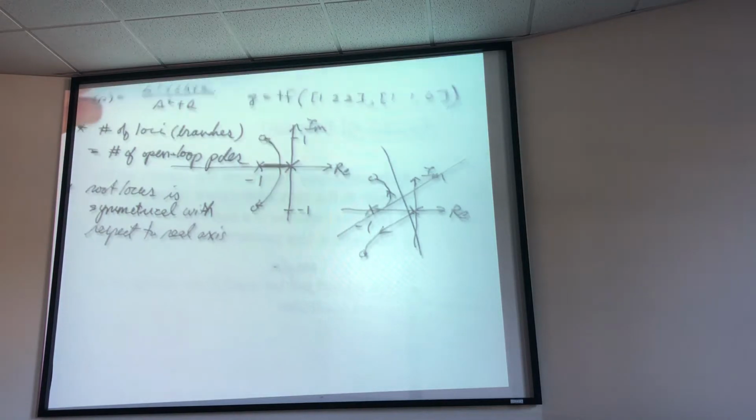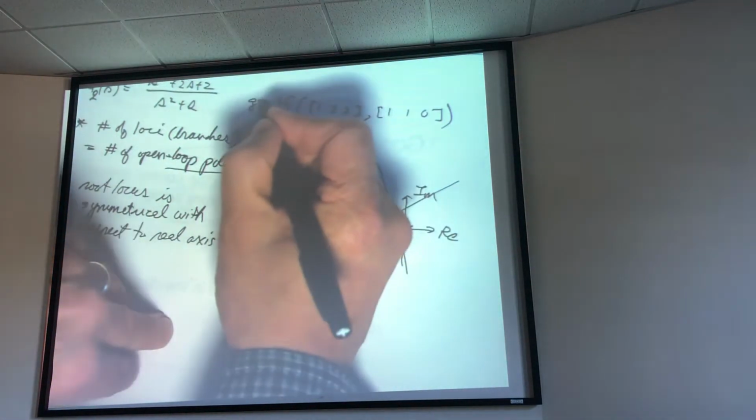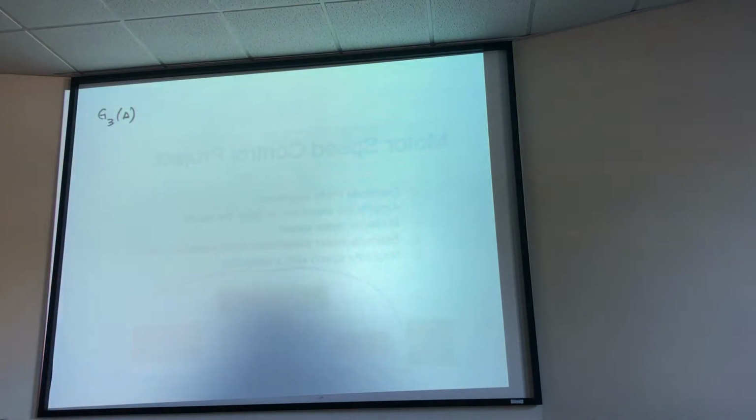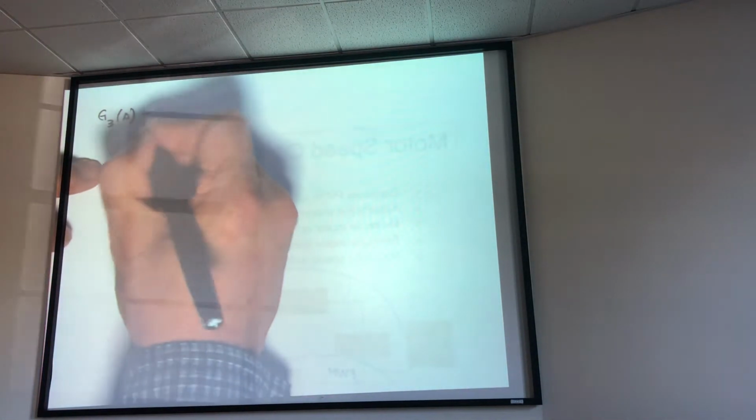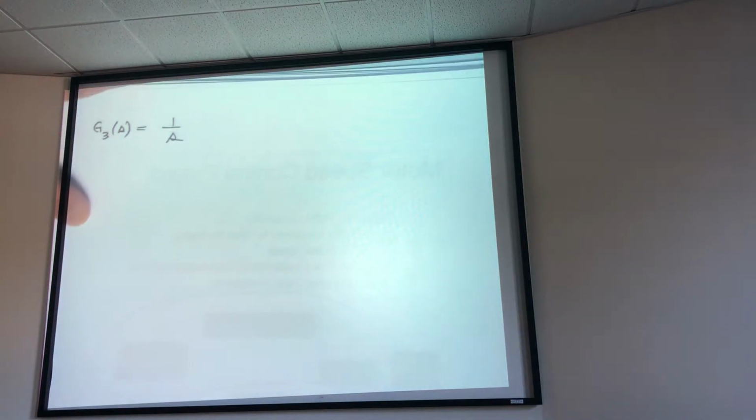But let's do a third example. A third example, G3. This was G2 earlier. Let's go with G3. G3 is a very simple model like this, 1 over S.